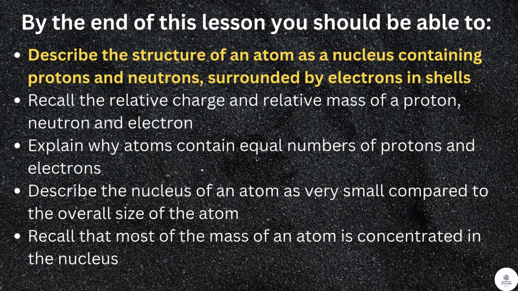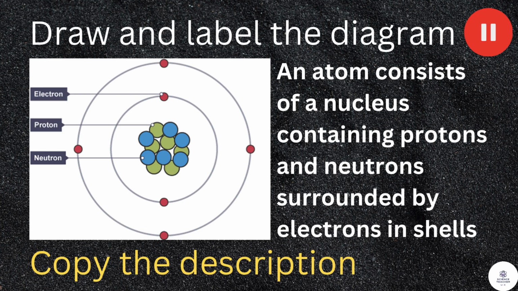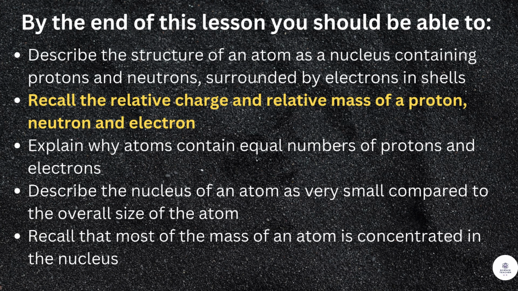So let's start right at the beginning and describe the structure of an atom. This is the sort of diagram you're going to have to label in your exam. It shows that an atom consists of a nucleus at the centre containing protons and neutrons surrounded by electrons in shells. So draw and label the diagram now and copy the description for your notes. Pause the video while you do that, it shouldn't take you very long. So that's the first bullet point done already.